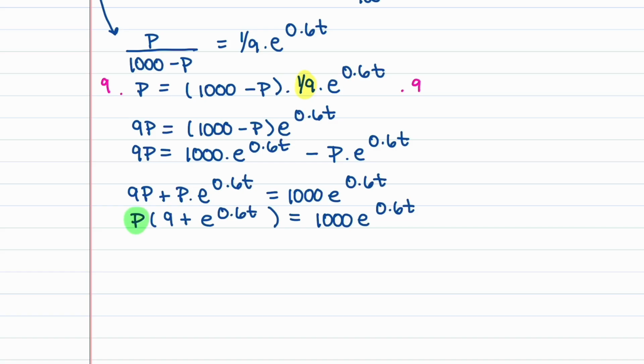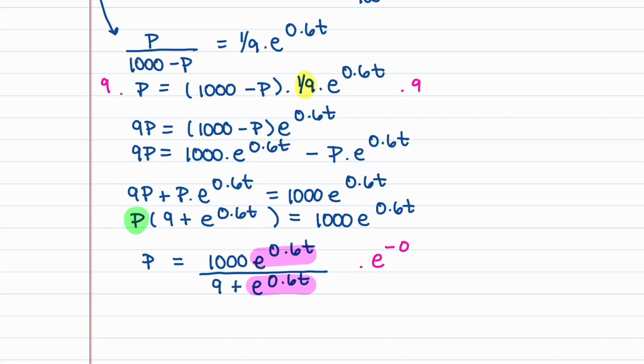Now we can go ahead and solve for P. P is going to be equal to 1,000 e to the 0.6t all divided by 9 plus e to the 0.6t. Notice that we have an exponent on both the top and the bottom. Our solution is going to be a lot easier to work with if we only have one exponential. So what we're going to do is multiply both the top and the bottom by e to the minus 0.6t.